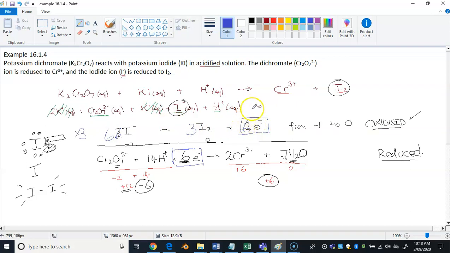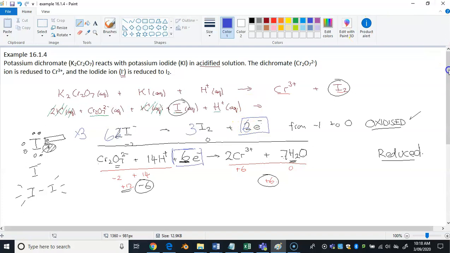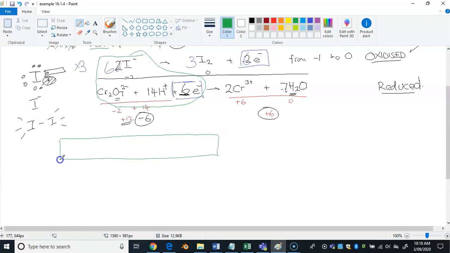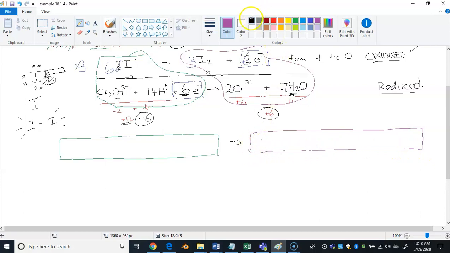Now that I've got the 2 half equations done, I can do the overall equation, which is done the same way as before. I'm going to take all of the reactant parts and put them on the reactant side. I'll need a bigger box here because there's a lot of them. And then I'm going to take the product parts, which are all of that, and I'm going to put it on the product side there. Again, I'm going to need a pretty big box.